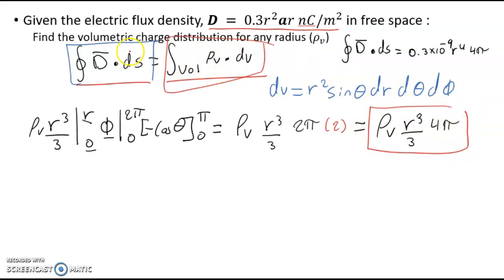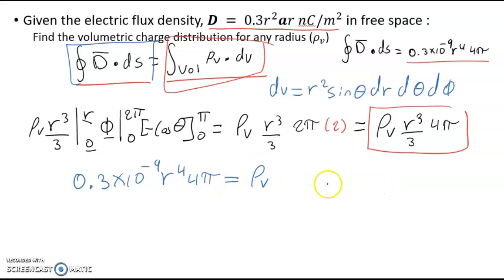If the answer of this integral is going to be equal to the answer of this integral, we just equate them right here. We will have 0.3 times 10 to the minus 9 times radius times 4 pi equals rho v times radius cubed over 3 times 4 pi. From here, we see there are some elements that can be eliminated, for example, 4 pi and 4 pi. We just erase them because they are the same in both parts, so they become 1.